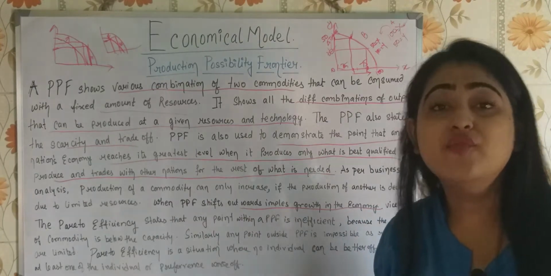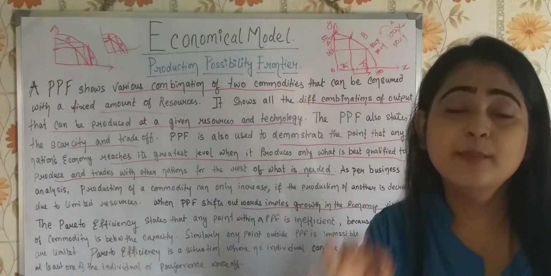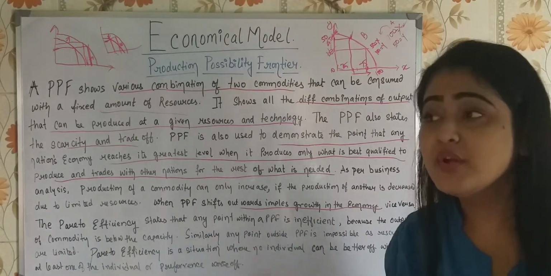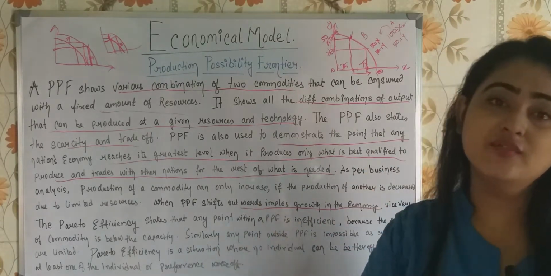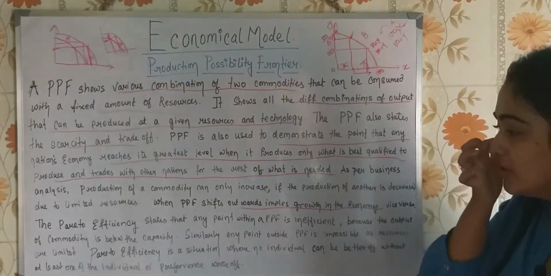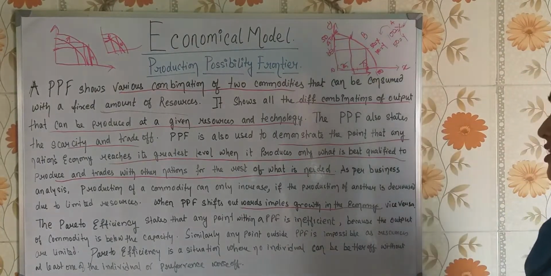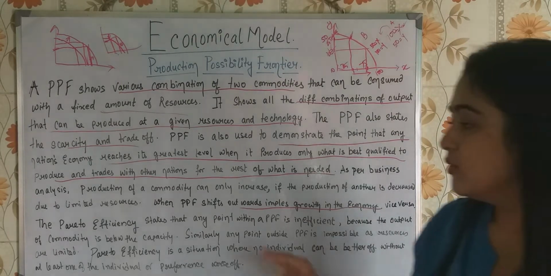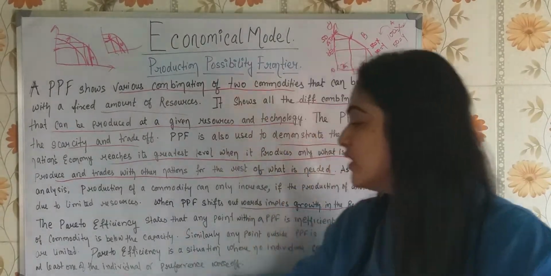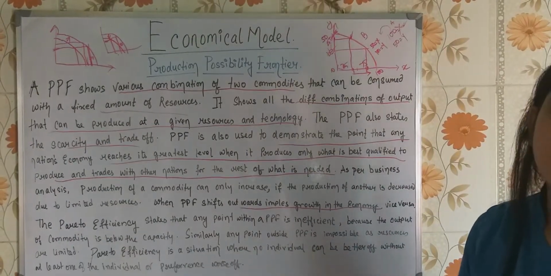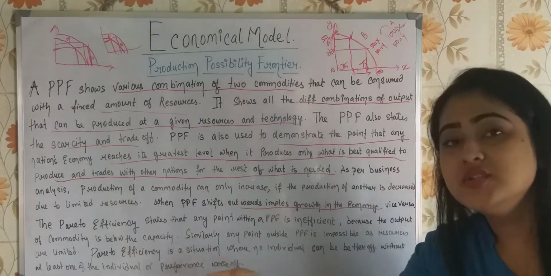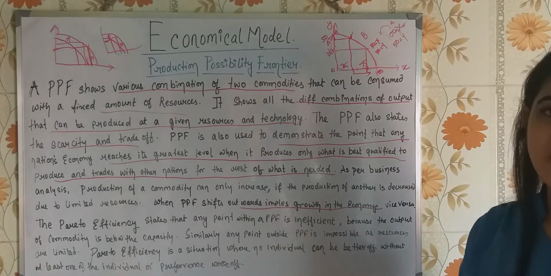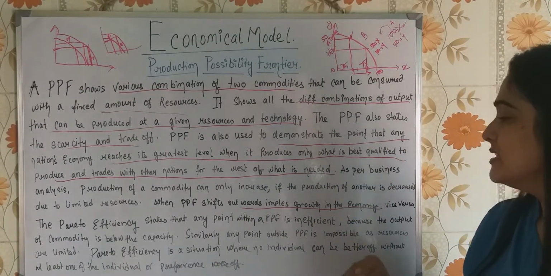If you want to increase the production of one commodity, you will have to reduce the production of another commodity. So Pareto efficiency is a point of efficiency where for one individual to be better off, there has to be another individual who needs to be worse off. So if one individual wants to be better off, then another individual has to be worse off. Got it? So that is the Pareto efficiency part.